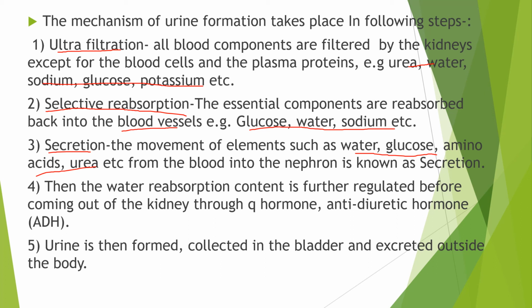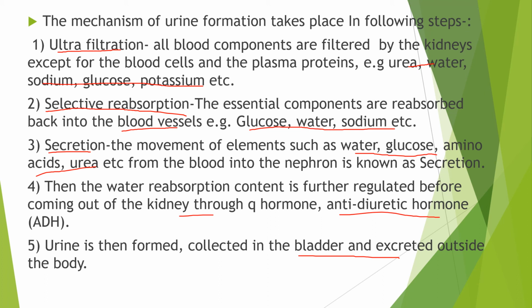Then the water reabsorption content is further regulated before coming out of the kidney through the hormone ADH, known as anti-diuretic hormone, which is given here. So I'll underline it. Okay. Now, urine is then formed, collected in the bladder and excreted outside the body. So basically there are 5 steps. It's important, learn it. It is the mechanism of urine formation. You can also make notes of it. It would really help you.